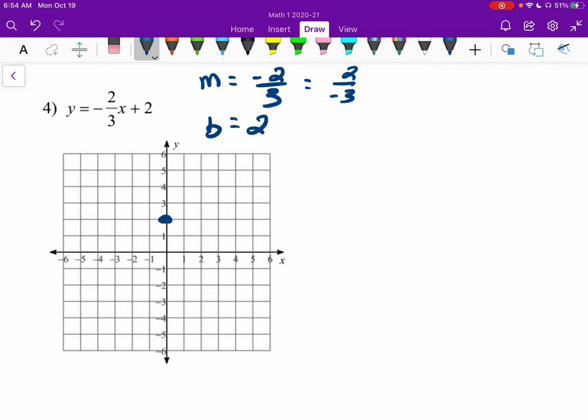For starters, we'll look at the -2/3. -2, our rise is -2. That means go down 2. So 1, 2, and then run 3, 1, 2, 3. So I put a dot on that point, 0, 3.